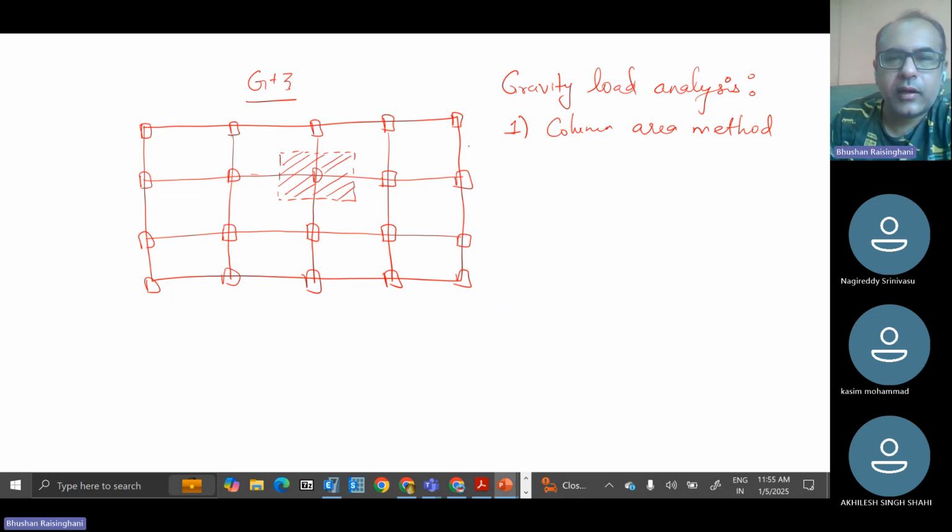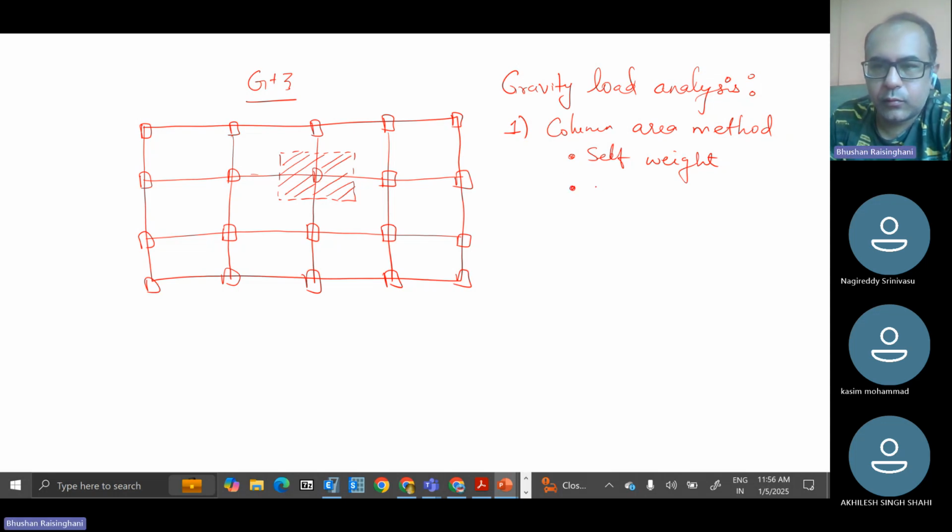So what are the gravity loads we are taking? One is the dead load of the slab, I will say self weight. So it is a self weight of the slab and the beams. Okay. So at all floors, self weight at all floors you will consider. Second part will be your super dead load. Super dead load is your floor finish.